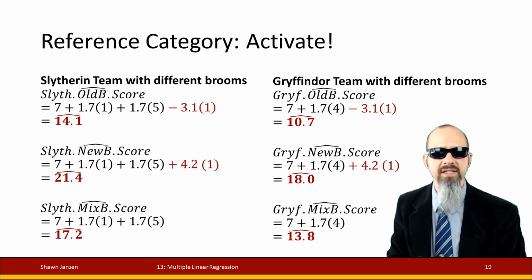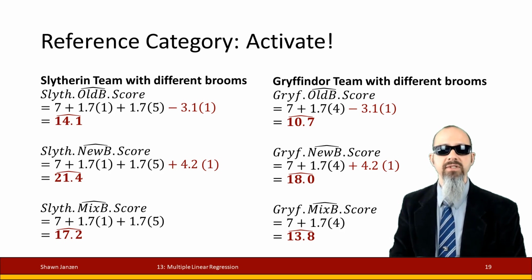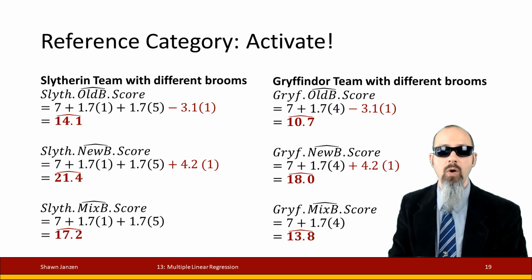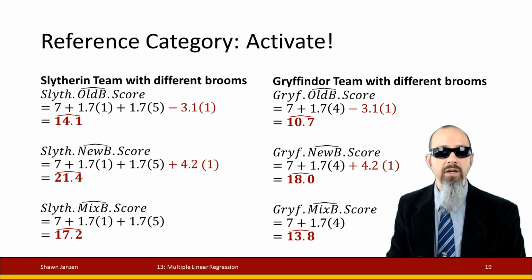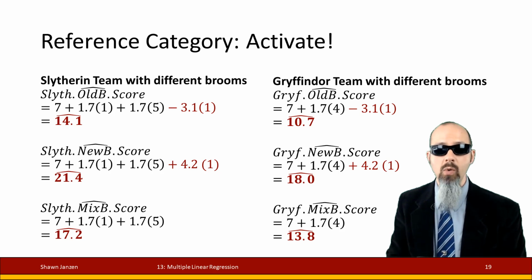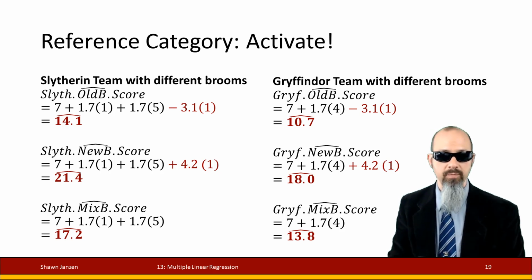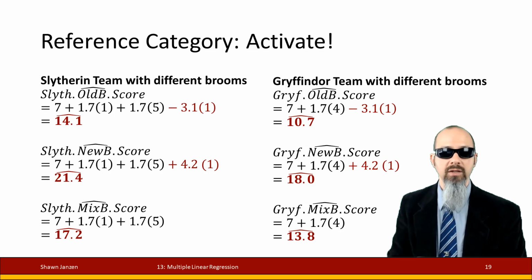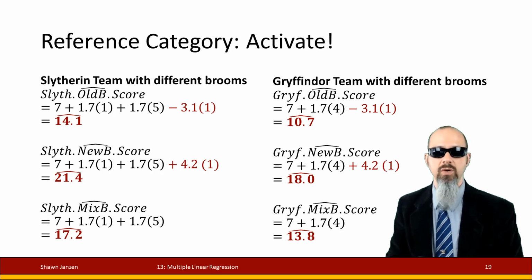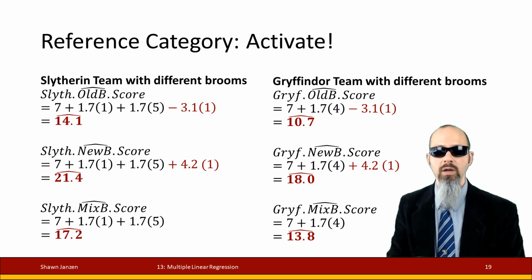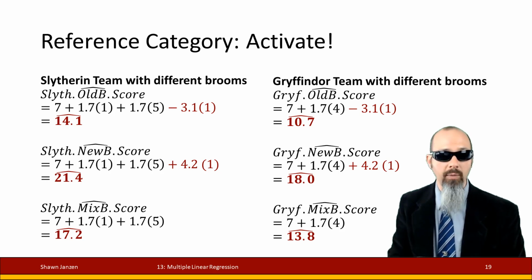If we're going to have just some more practice to kind of interpret some of these coefficients, if I was to look at the Slytherin old brooms, that would say that Slytherins using old brooms are going to score 3.1 Quidditch points, on average, less than Slytherins using mixed brooms. The second one would have a plus 4.2. I would say that Slytherins using new brooms are going to score on average 4.2 Quidditch points more than a Slytherin team using mixed brooms. And if we were to look at the Gryffindor side, we would say that Gryffindors are going to score 4.2 points on average more than Gryffindors using mixed brooms.